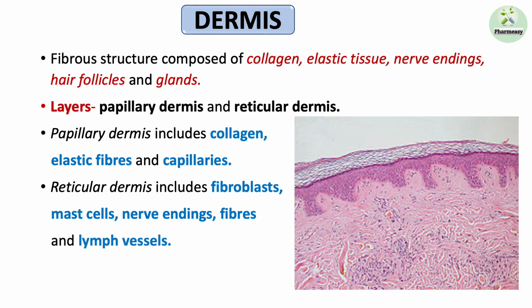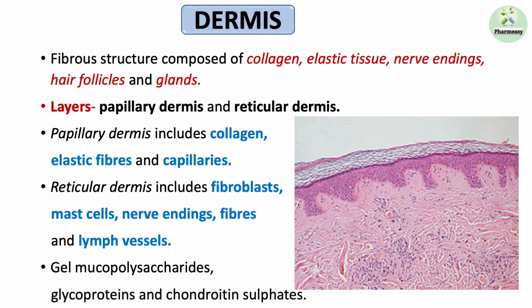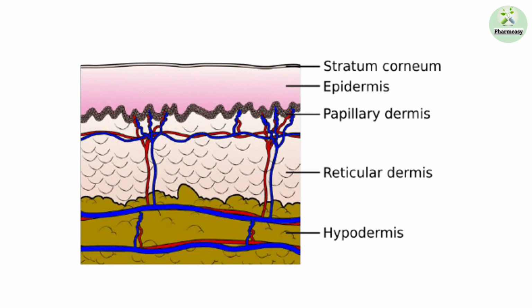Reticular dermis is deeper and thicker layer which lies above the subcutaneous layer of skin. It contains dense connective tissue which includes fibroblast, mast cells, lymph vessels, nerve endings, and some fibers. Mucopolysaccharides, glycoproteins, and chondroitin sulfate provide gel-like consistency. This figure shows that papillary dermis is present beneath the epidermis. And reticular dermis is present beneath the papillary dermis. This diagram is important from exam point of view.